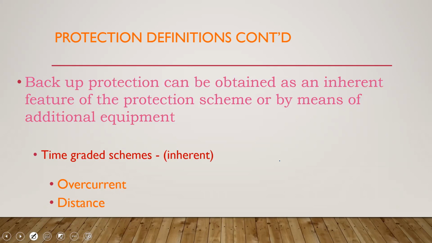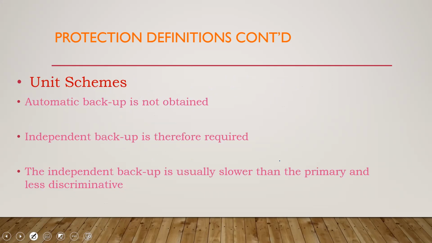When you deal with unit schemes like your differential, you now have to deliberately put in backup schemes. So for your unit schemes, you will not have automatic backup, and you have to go in and put in additional backup. And as would be expected, you want your backup to operate slower than your primary, because if it operates faster than your primary, then it becomes the primary and the primary the backup, right?